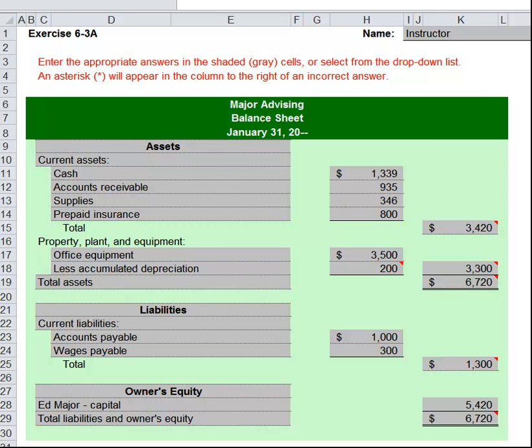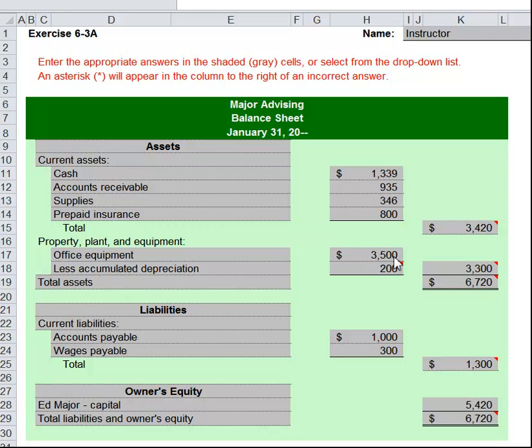So we list all of our current assets in the order of liquidity. So we list cash, accounts receivable, supplies, and prepaid insurance. And those amounts are taken directly off the partial worksheet in your book. And then we total it up. And then the newest thing here is under property, plant, and equipment, our office equipment can be depreciated.